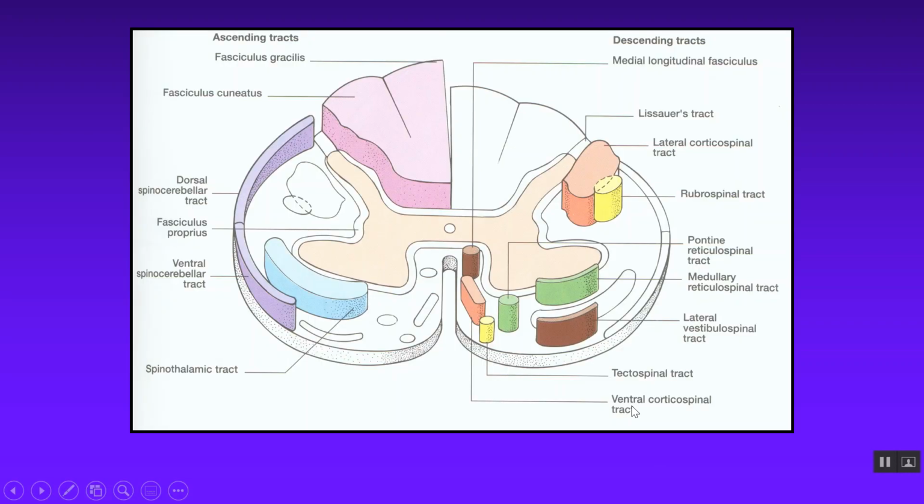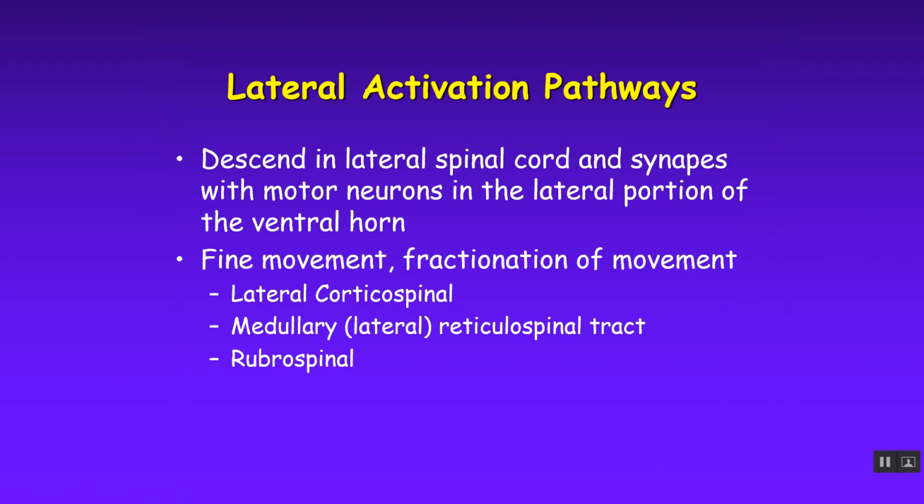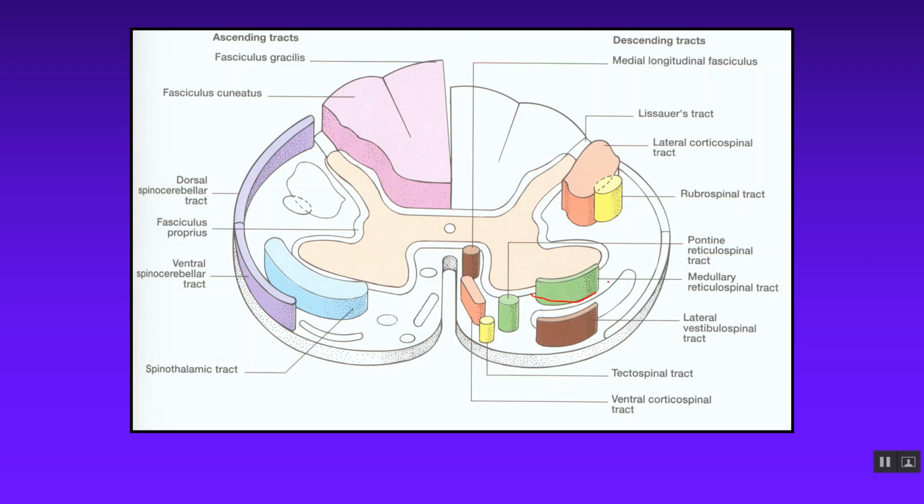Let's see here. So that's the ones I circulate, the lateral or medullary reticulospinal tract. So it's these 3 right here are the more lateral activating pathways. You'll notice how the rubrospinal tract actually runs right next to the lateral corticospinal tract, and there's some overlap of fibers there. So they're running right next to each other.